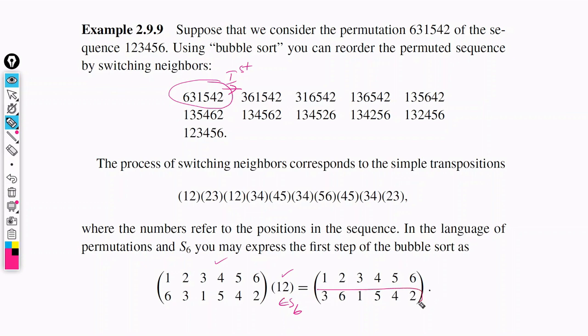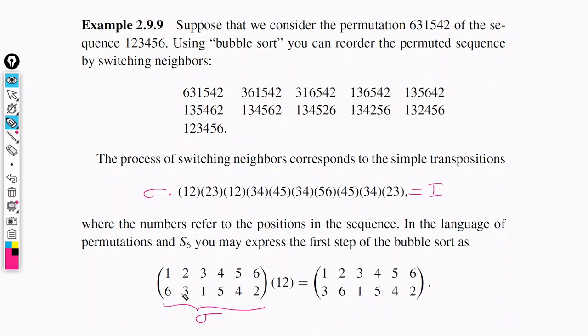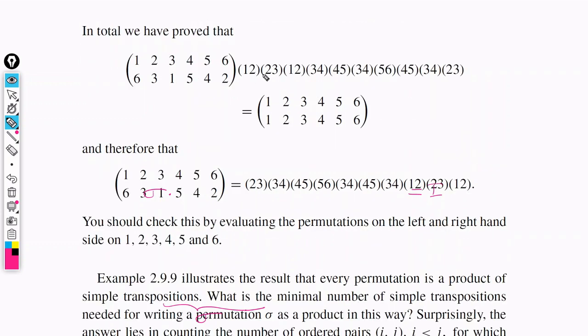And what about this 3, 6, 1, 5, 4, 2? This is the second entry in the bubble sort algorithm. Similarly, what about the last sequence? This is nothing but the identity map in S_6, right? So using composition of permutations, we can find this identity. If we denote this permutation as sigma, then it is clear that sigma composed with these cycles gives exactly the identity. That is, this composition of 10 simple transpositions is equal to the identity map.